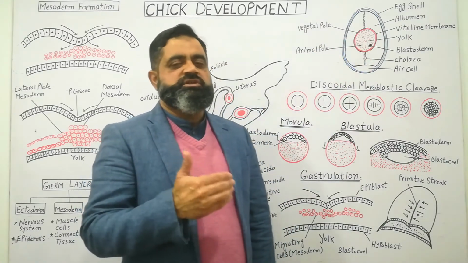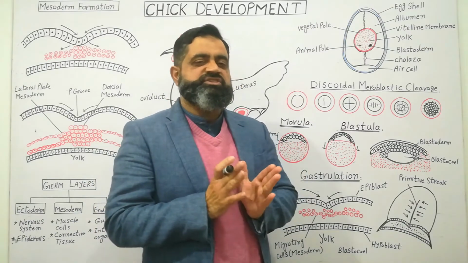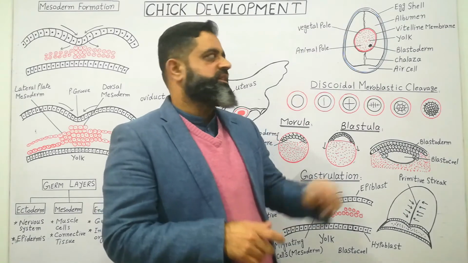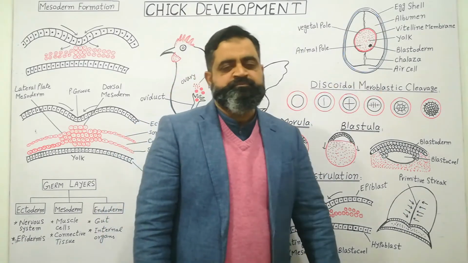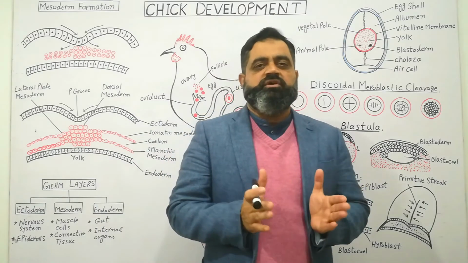The vegetal pole is usually away from the animal pole, and usually the process of development in a chicken egg takes place in the animal pole of the egg. The development of the chick is totally different from amphibians.